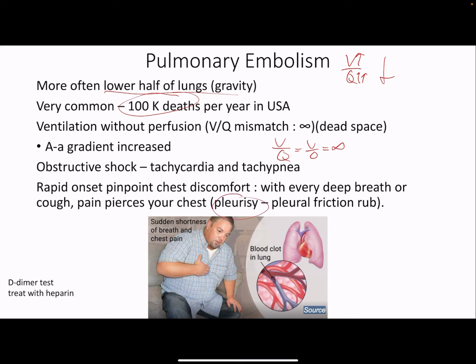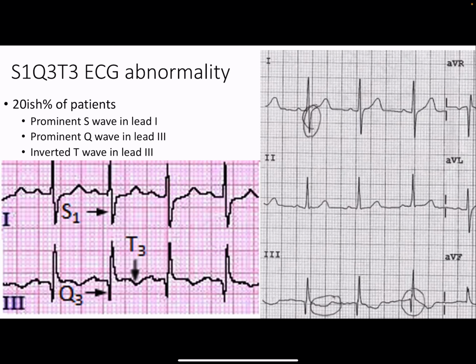This is known as pleurisy, where the pleura become inflamed and rub against each other, and this can be heard as a pleural friction rub. You can diagnose this with a D-dimer test, and you can treat it with heparin.